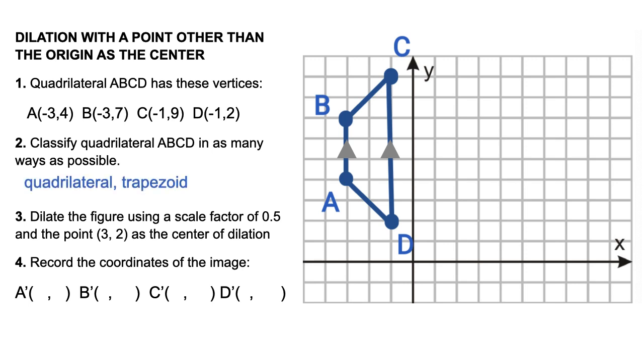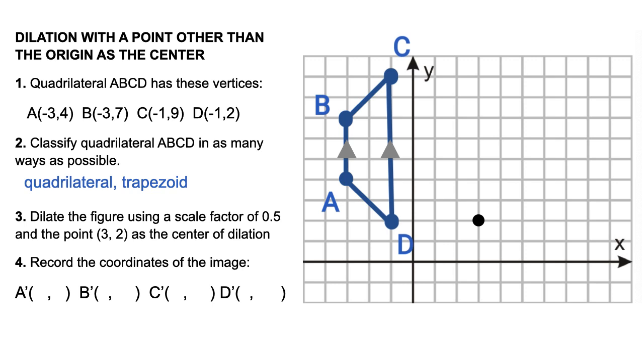Direction number 3 is to dilate the figure using a scale factor of 1/2 or 0.5, but this time not over the origin. We're using a different point as the center of dilation with coordinates 3, 2. So it's not as easy as just multiplying the coordinates of the pre-image by the scale factor this time. This time we can use a graphical approach to dilate the pre-image.